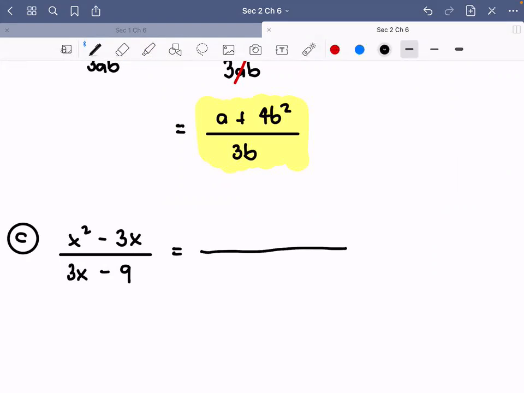Let me draw a longer straight line. Wait, let me draw it again. Okay, so there you go.